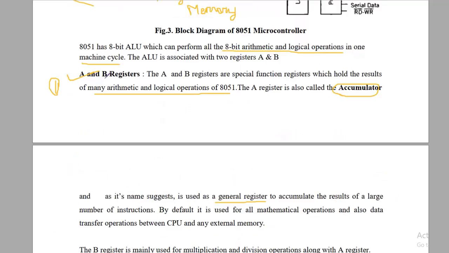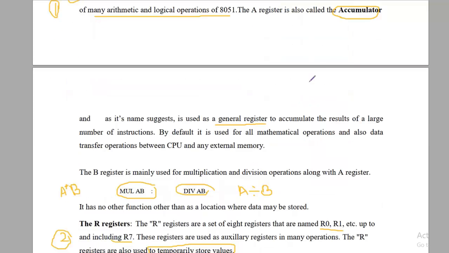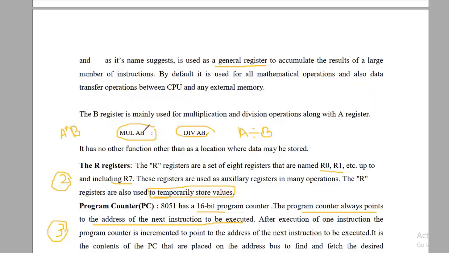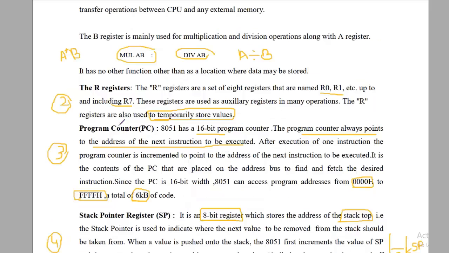First one is the A and B registers. Basically, the A and B registers are special function registers that hold the result of many arithmetic and logical operations of 8051. A you can say is the accumulator. You must be familiar with the accumulator. Okay, and you can perform operations such as multiplication, division, etc.